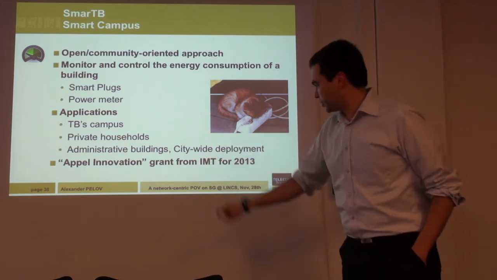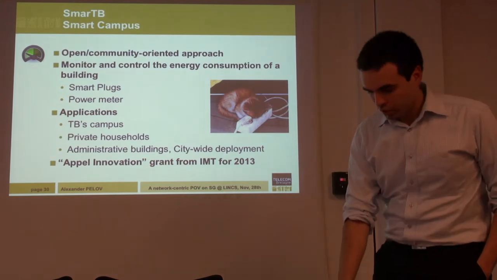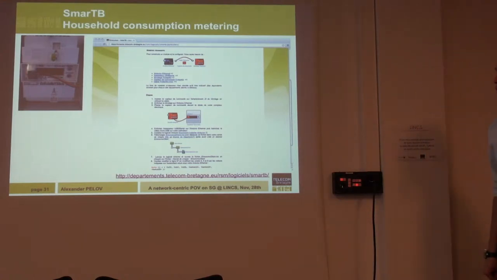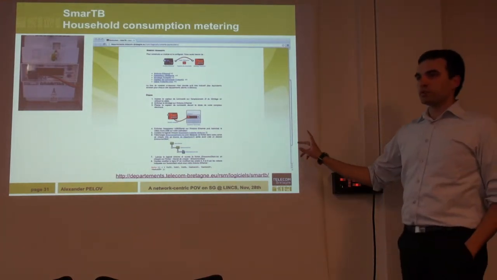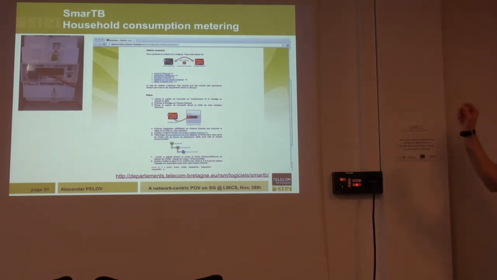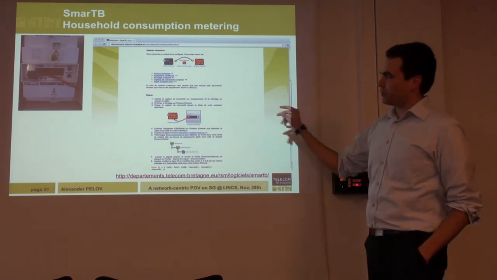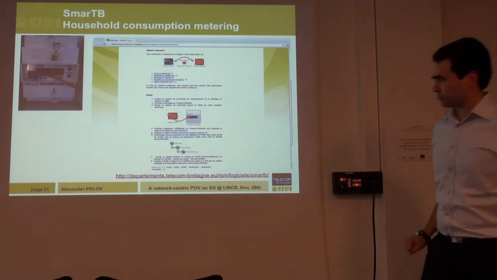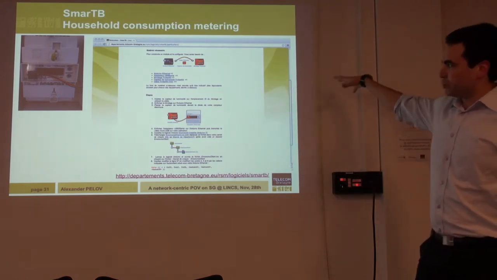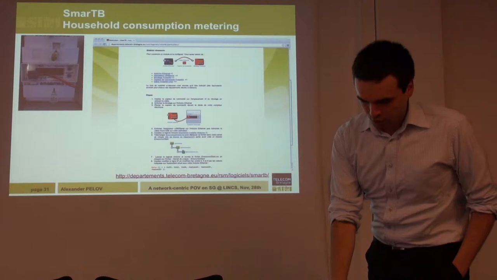From the Institute Telecom, and we're going to be able to continue working on in 2013, which is great. So this is an example of the things you put on your existing power meter in your house. It is a very simple thing, which just counts the number of times there is a LED that blinks on every watt consumed, and through a wireless sensor network, we communicate with the device, and we put this on a website.